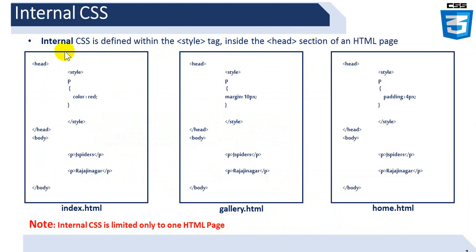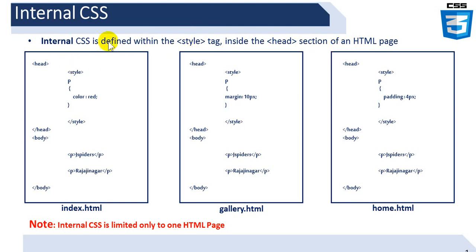So internal CSS means what? Inline CSS means we use the style attribute. Internal CSS, how to add? With the help of the style tag, and it should be inside the head section of an HTML page. You know, right, the style tag should be inside the head section. I have explained this in the starting sessions of HTML, right?